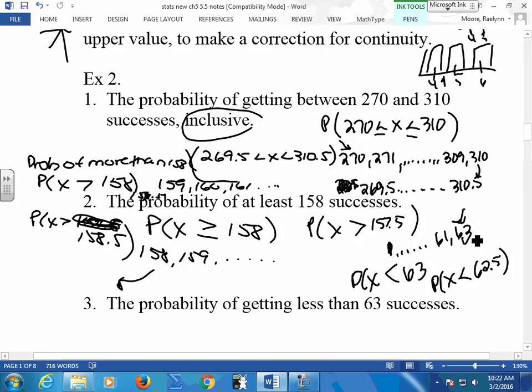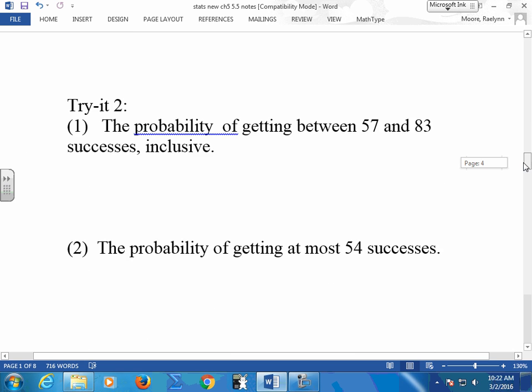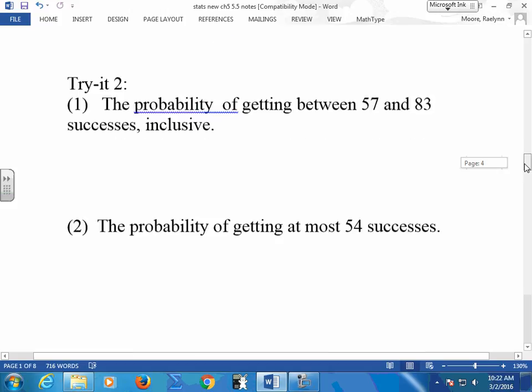It doesn't make a difference right now in your probability statement because you're still only going after whole numbers. But when we do your z-score, it will make a slight difference because that's the one we have to use. We have to correct this for continuity. So you guys try these two.